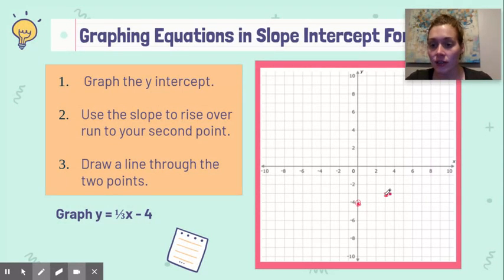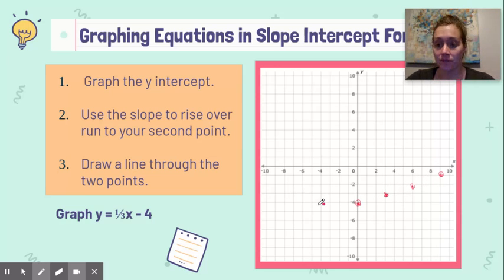I like to do that a few times to help me draw a straight line. So I'm going to go up 1, over 3 again. And then I'll do it again, up 1, over 3. Okay. So now we've got several points. Notice they all line up in a nice, perfect straight line.